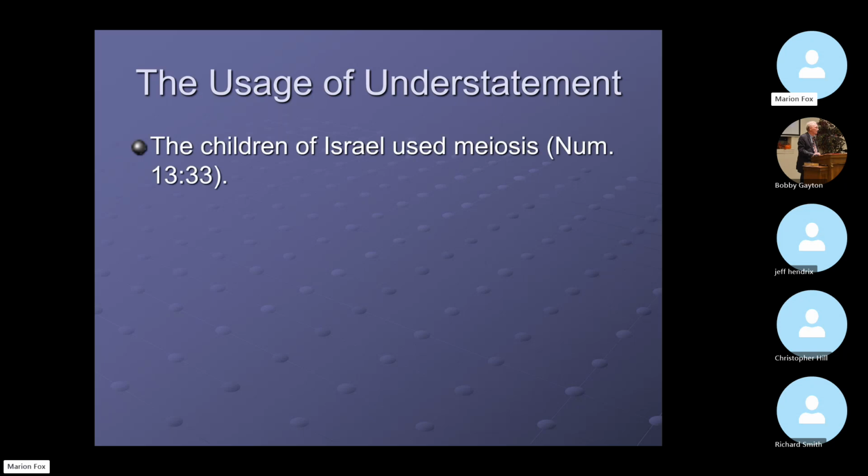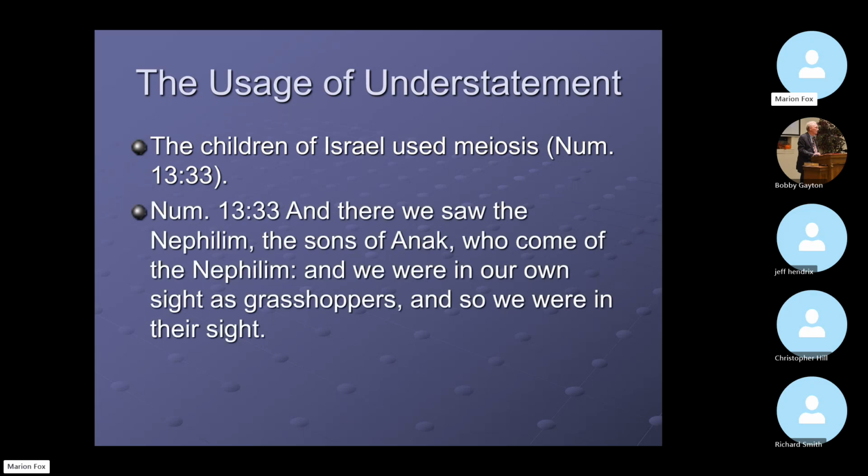The children of Israel used meiosis in Numbers 13:33 when they saw the Nephilim, sons of Anak. We were in our own sight as grasshoppers, and so we were in their sight. Now, you understand, these people were giants. There was a whole race of them.